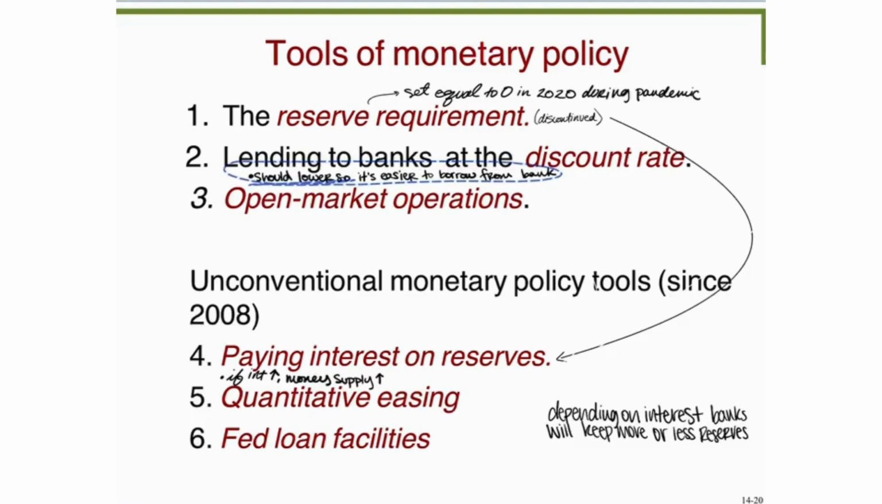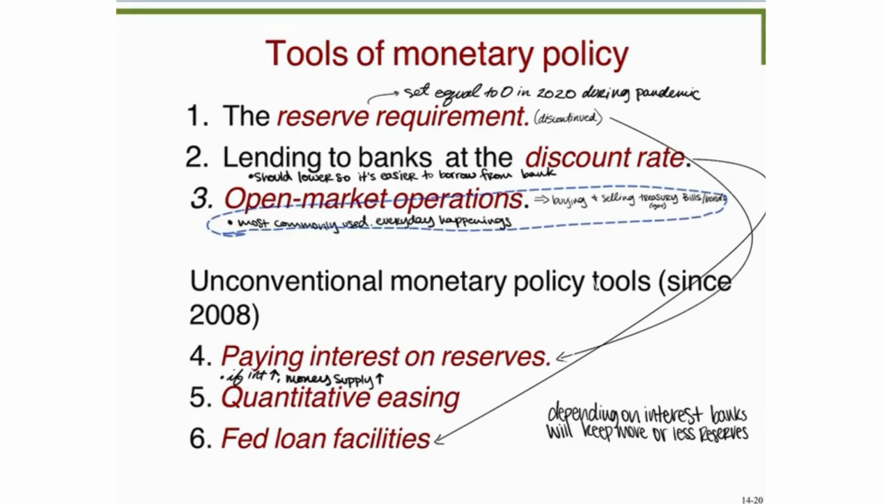Discount rate is the interest rate charged by the Fed for loans through the discount window, and the discount window is the lending facility that allows banks to borrow reserves from the Fed. And the lower the discount rate is, the easier it is for the banks to borrow from the Fed. And this aligns with the Fed loan facilities because that is who the banks are borrowing the money from.